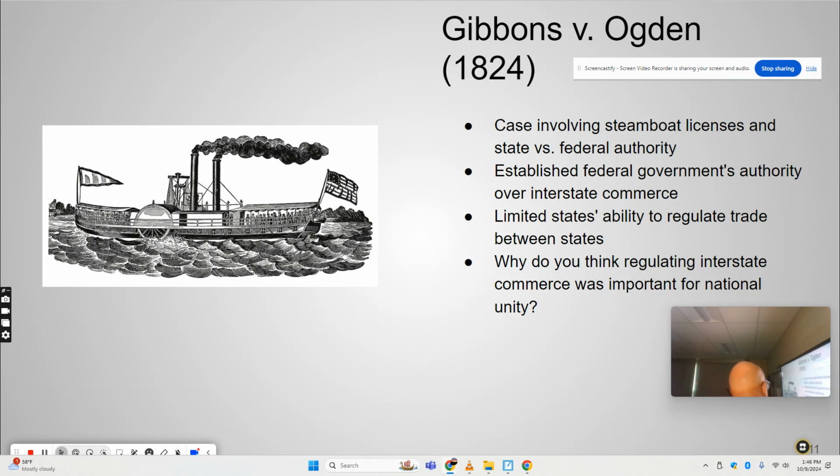And the key thing I want you to realize here on Gibbons v. Ogden, again, I'm going to highlight this, is that it established the federal government's authority over interstate commerce. It basically says that the federal government, the national government, has the ability to regulate commerce between states. And it's going to limit states' ability to regulate trade between states. Gibbons v. Ogden, interstate commerce regarding boats and ships.